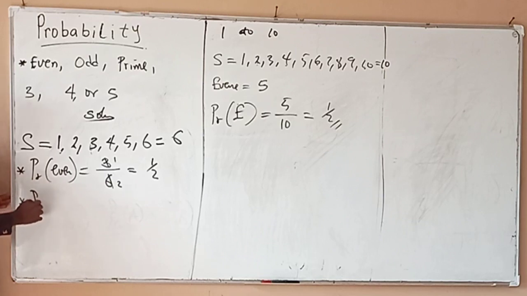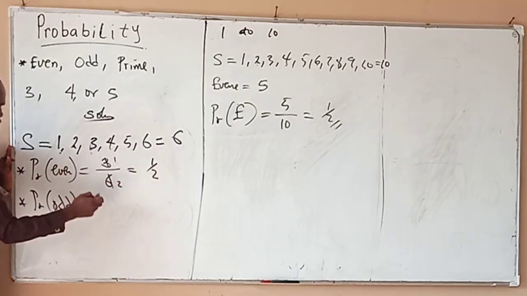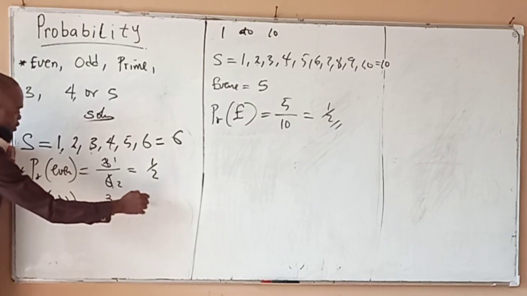Now let's look at the probability of having an odd number. Odd numbers are numbers that 2 cannot divide. 1, 2, 3. 3 over 6, which is 1 over 2.